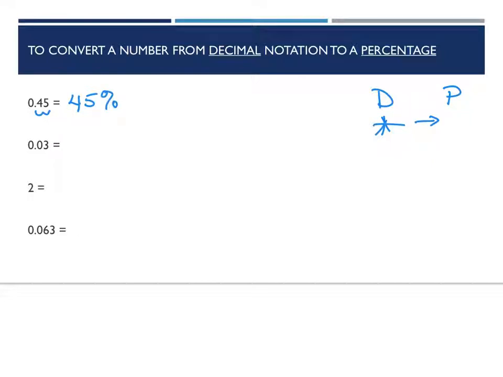Once I change it to percent notation, I have to have the percent sign. It's literally wrong if you don't have the percent sign and you just move the decimal point. 0.03, 2 places to the right, makes 3%. I don't need those zeros in the front of the 3 because we just don't write numbers that way.